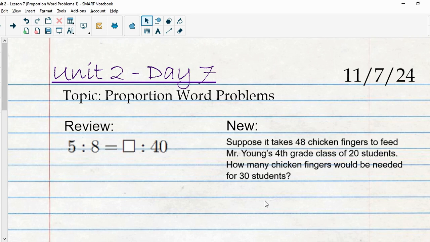Write this down. So press pause right now and write this down. Unit 2, Day 7. All right. November 7th. And today we're going to do some proportion word problems. I forgot, we're not doing unit rate yet. That's next week. Okay, so today we're going to do some proportion word problems.